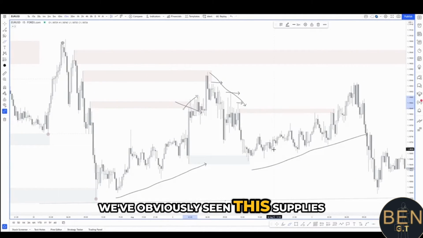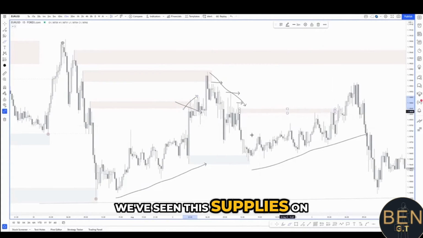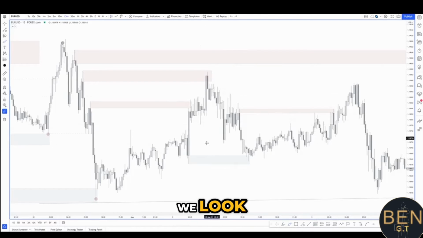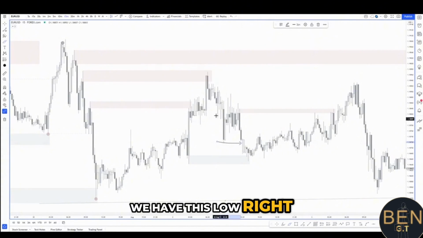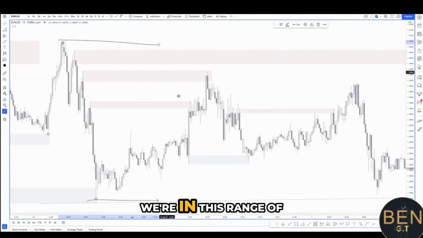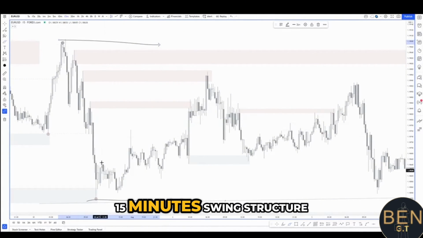We've obviously seen this supply zone fail. We've seen this supply zone fail. Why is this supply zone valid? Let me just clear off all these. Is because if we look, we have this low right here. It has broken structure. But of course, like I said, we're in this range of 15-minute swing structure.